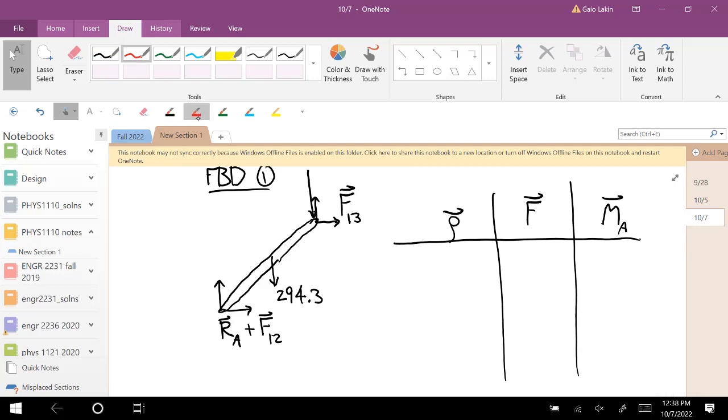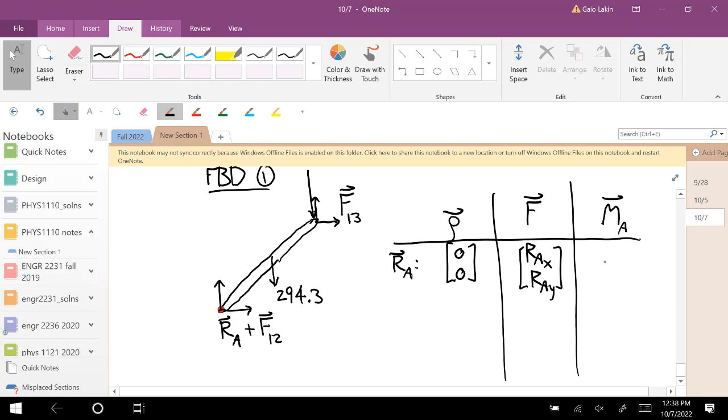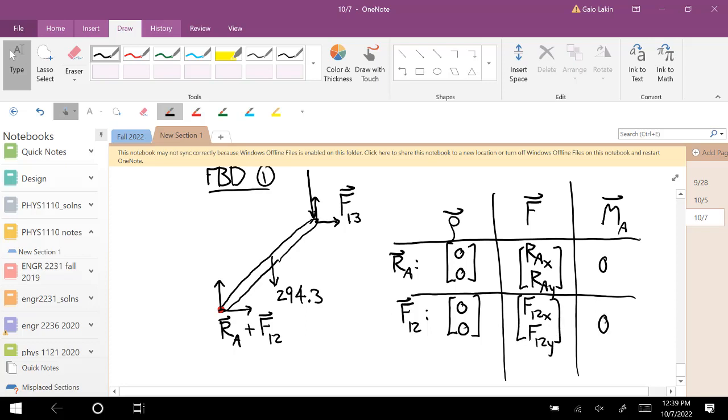I guess I'll put the about point down here. So the first force, RA, has a row vector of 0. The force is RAX, RAY. Cross product is 0. Then F12, row vector is 0. Force is F12X, F12Y. Cross product is 0.